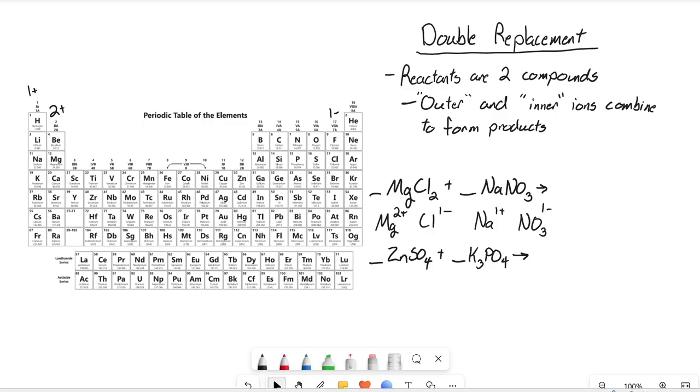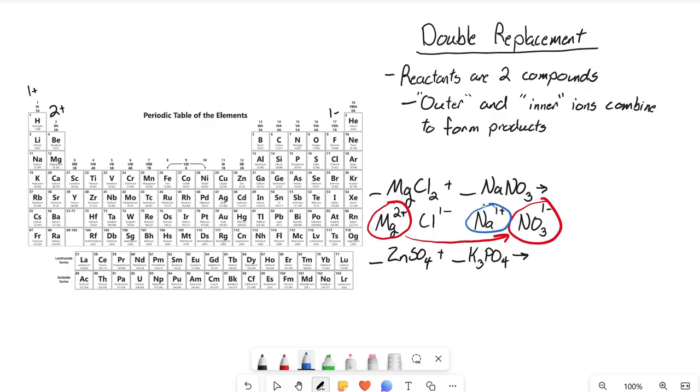So after we separate these things out into ions, it becomes a little bit more clear as to what I mean by the outer and inner ions combining to form the products. The outer ions are the ones that I'm circling here in red, meaning they're on the outside of our list of ions in this reaction. These two will combine to make one of the ionic products. The inner ions, what I'm circling here in blue, will combine to form the other.